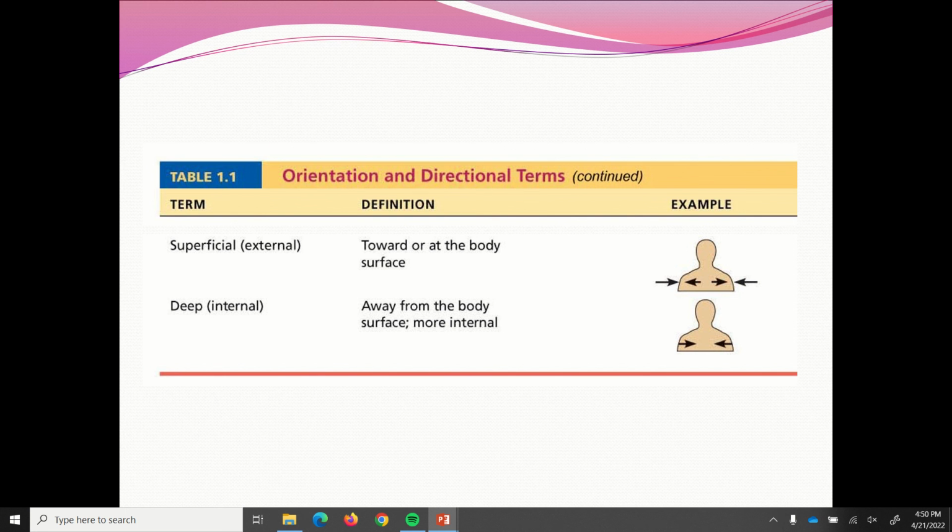Superficial and deep. Superficial means towards the surface of the body, like a superficial wound. Deep is away from the body surface and more internal, like a deep wound, a puncture wound.